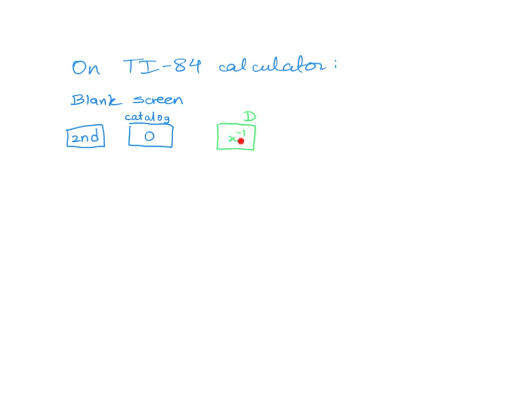So you hit the button that says X inverse. What you're actually hitting is the D button. So you're now moving the catalog to the Ds. And then scroll down using your up and down arrows to where it says Diagnostic On.